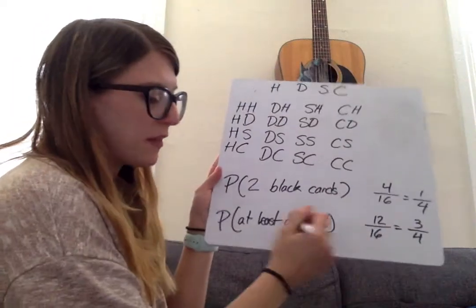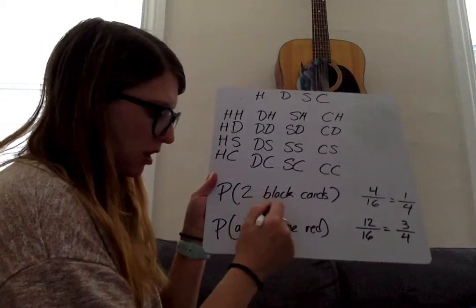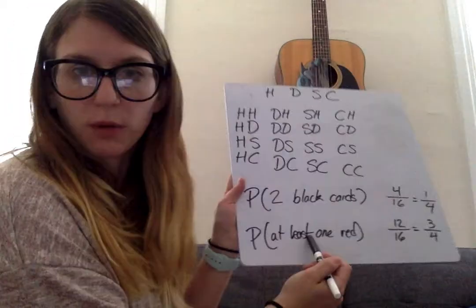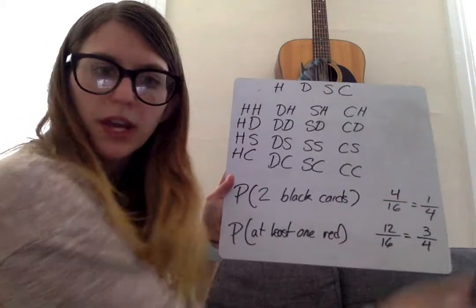And if you think about it, this is really the opposite of this question. Because if there's 2 black cards, then none of them are red, which means it's the opposite of at least 1 red. Great, so that's why they kind of match up like that.